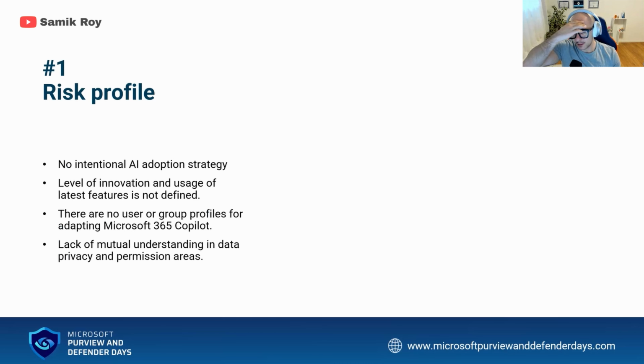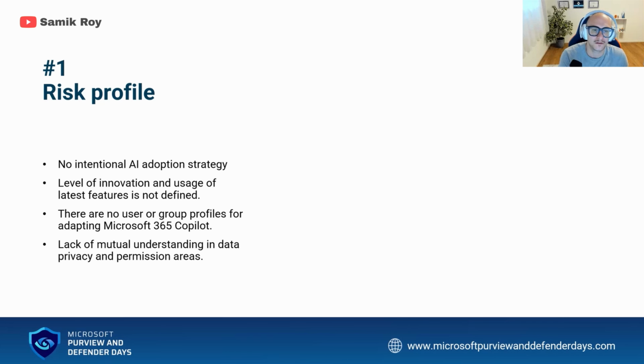Now, let's look a little bit deeper into the blueprint and go through the top 10. So number one, it's not chronological. It's just how I structured it. It's not that number one is the most important one, and number 10 the least important one. That's not the case. It's just the 10 areas that I will cover with our customers. So number one, the organizational part, is the risk profile.